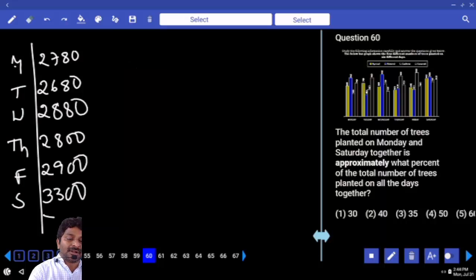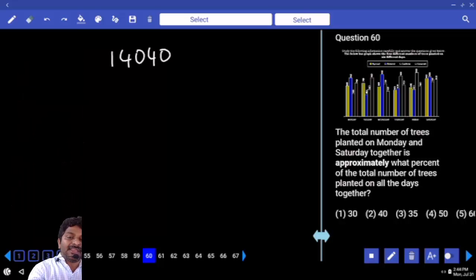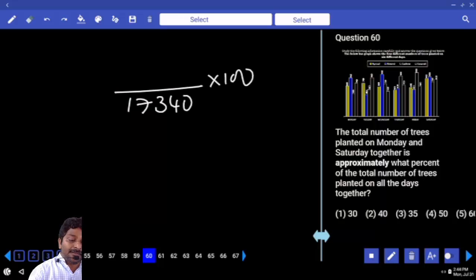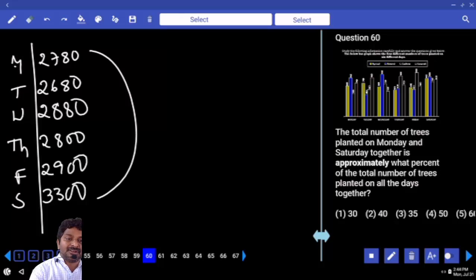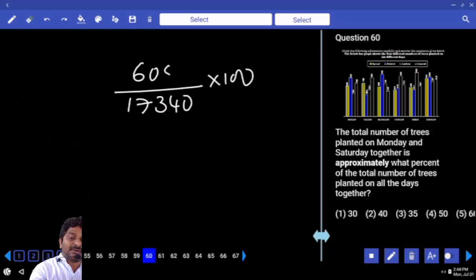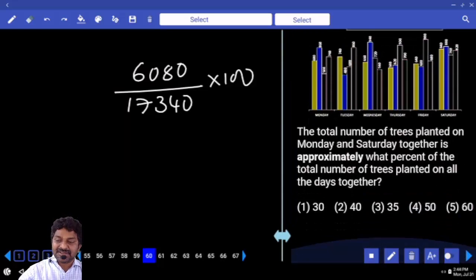Now we also need to count Saturday. Saturday is missing. So Saturday, if you add 3,300, it becomes 17,340. With respect to 17,340, the question is to identify Monday and Saturday. That means sum of these two numbers, 2,700 plus 3,300. 6,000 left over 80. 6,000 6080.